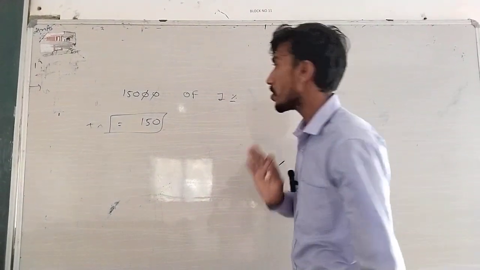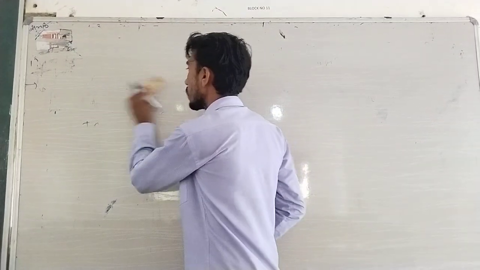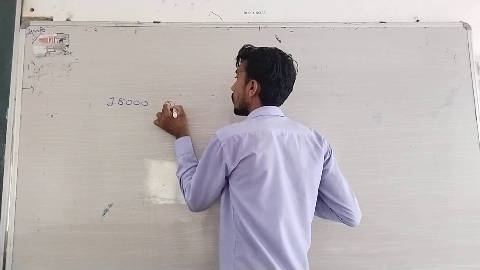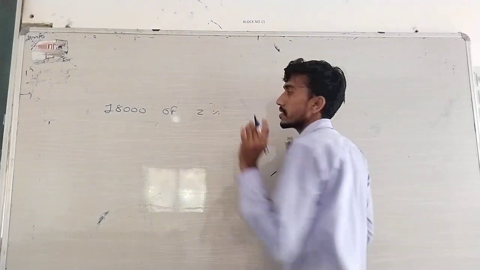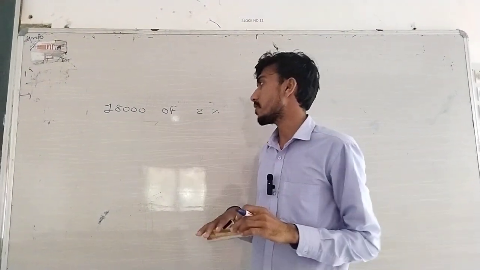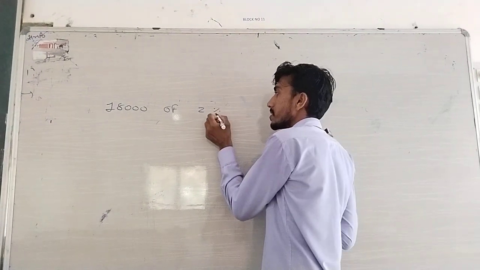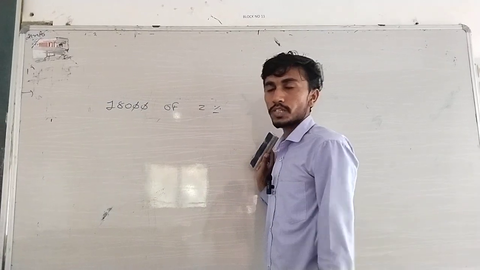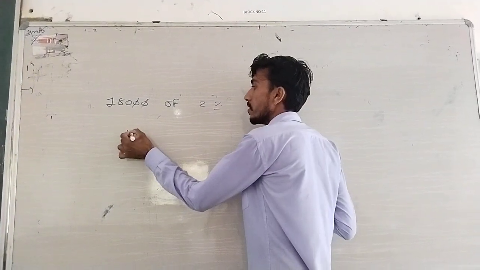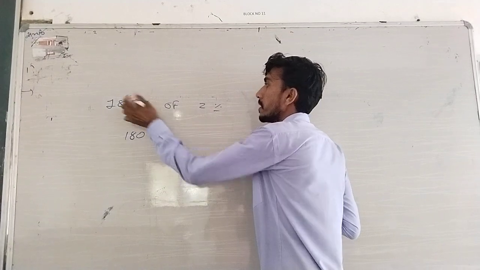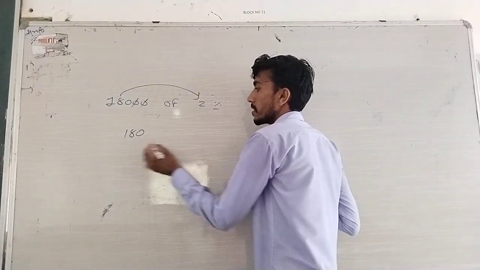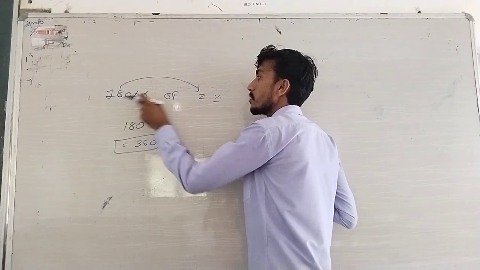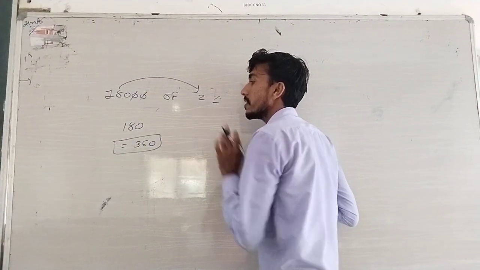Okay, I am going with a third example. You can see I write 8,000 of 2%. You can see there is 8,000, 80,000. So percentage has two zeros. So I cross out two zeros. So my answer is 180 multiply 2 means my answer is 360. Okay, 80,000 of 2% means 360.